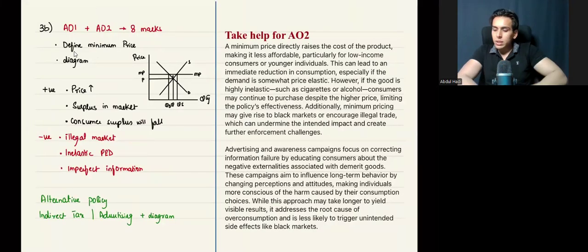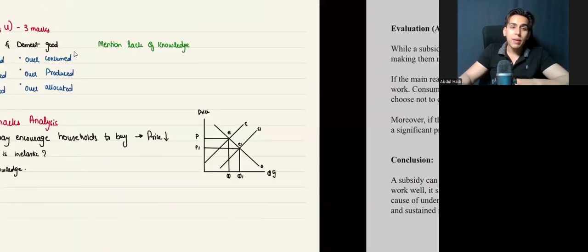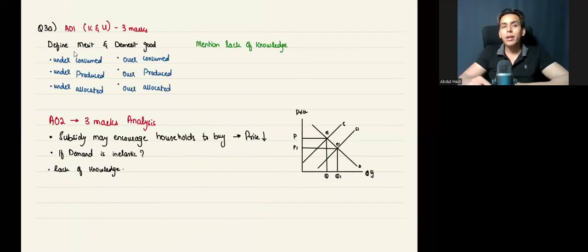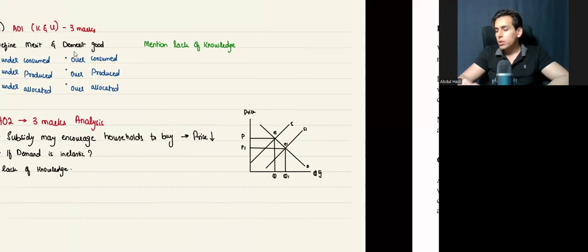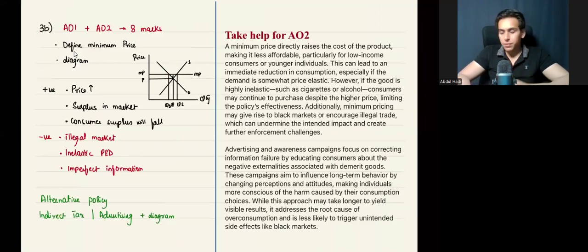All right. In AO1 and AO2, it's of 8 marks, knowledge and understanding and analysis. You have to define minimum price. I will not start my answer by defining demerit good because I have done that in part A. So I cannot repeat my theory again. I will define minimum price.